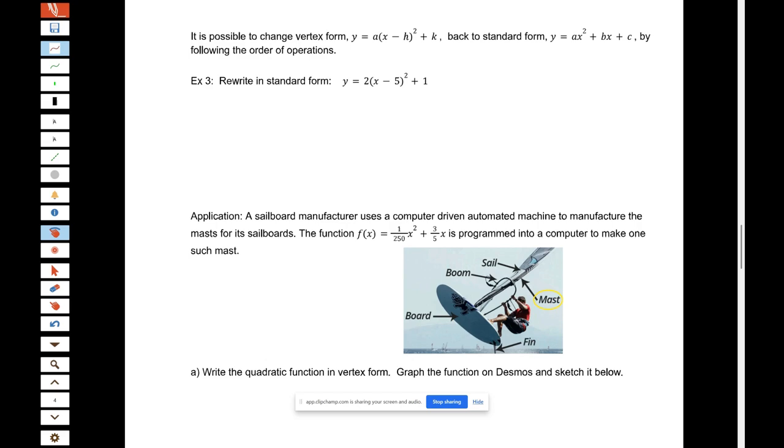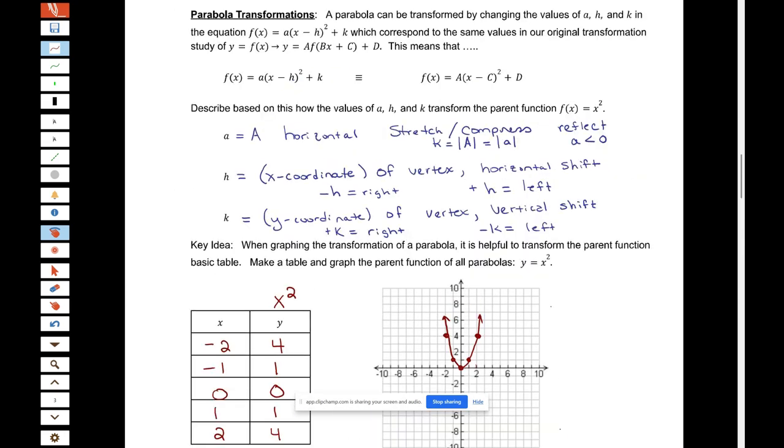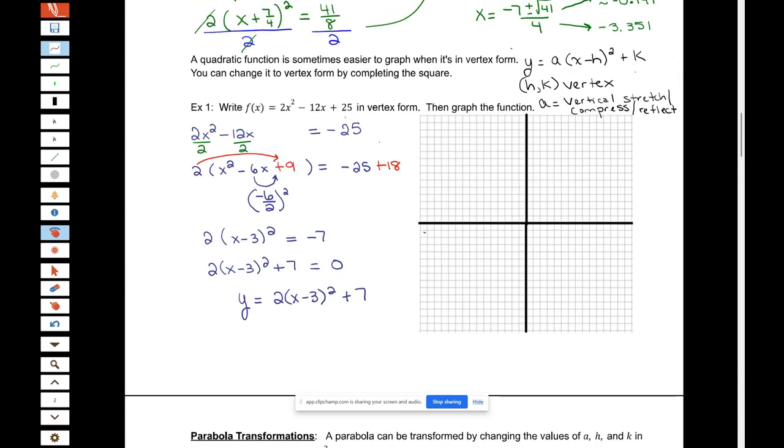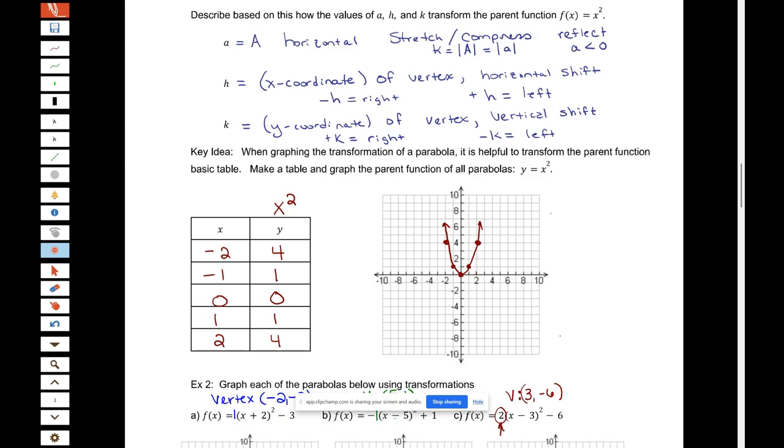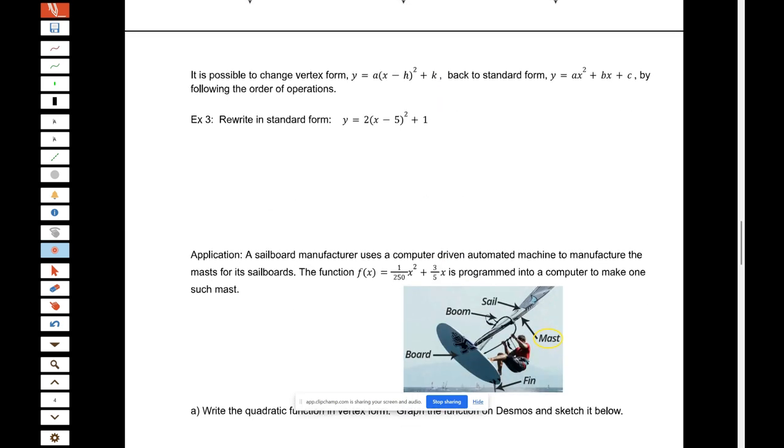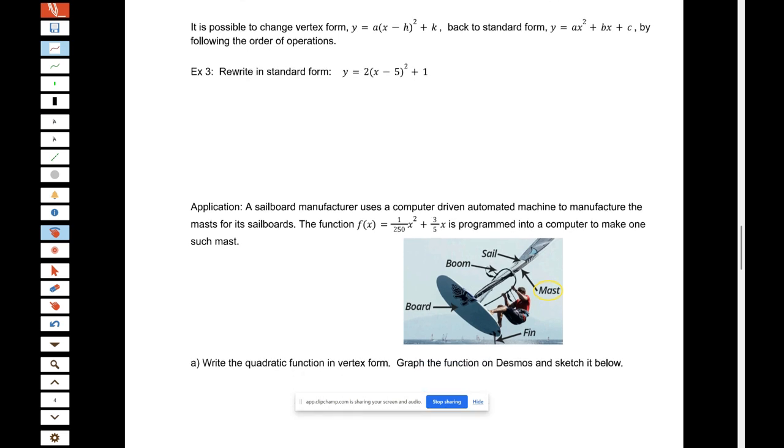It is also possible, as we discussed, to use completing the square to go from standard form to vertex form. Well, you can also go backwards just by foiling it out or following your order of operations. So here we have one in vertex form. I'm going to change it to standard form.